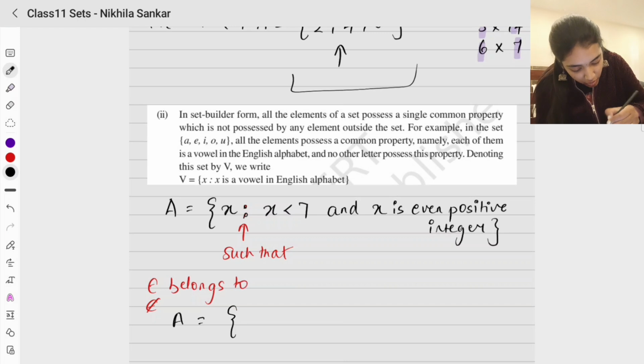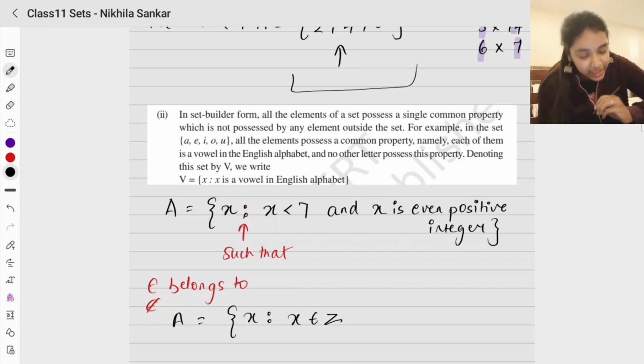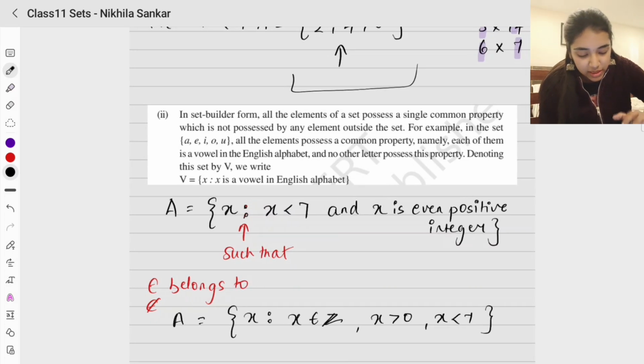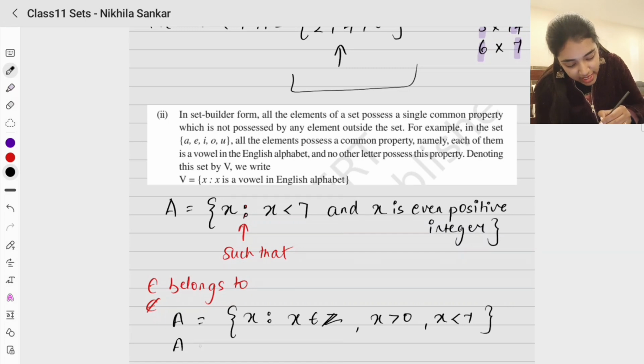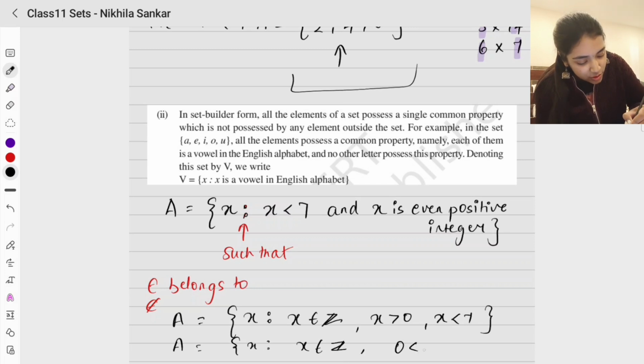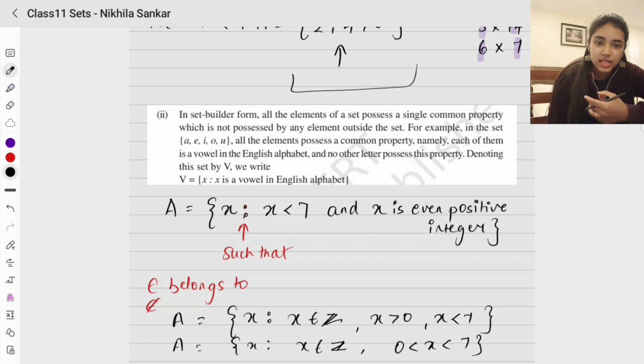How do you say this, I'll again write this for you. So set of all x such that x belongs to integer. integerக்கு என்ன போடுவோம், capital Z with a line in between. Okay, so x belongs to integer such that positive na என்ன அர்த்தம், x is greater than 0 and x is less than 7. So இதெல்லாம் தான் condition. Okay, இதை மறுபடியும் வேற விதமா எப்படி எழுதலாம், you can also write this as A equals set of all x such that x belongs to integers, comma 0 less than x less than 7. இந்த மாதிரி எழுதலாமா, as simple as that.